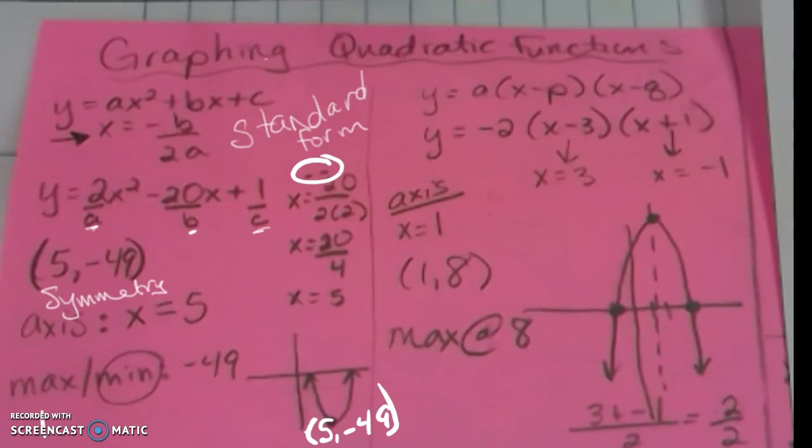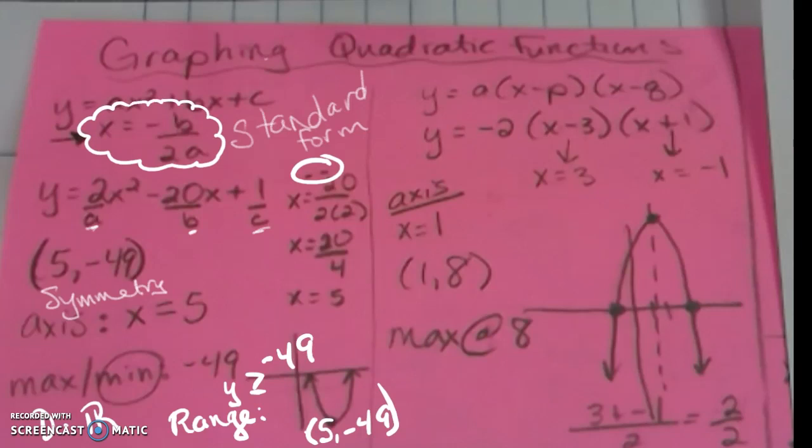If I asked you for the domain, it's all reals because there are arrows going to the left and right. The range, this goes up, so y would be greater than or equal to negative 49 because that's what it goes up from. Okay, so we've done a lot of standard form. You have to remember this negative b over 2a. I will not be giving you these formulas on your exam. You need to learn those. We'll talk about that more on Monday, but writing them down will help you memorize it. You need to have those memorized.